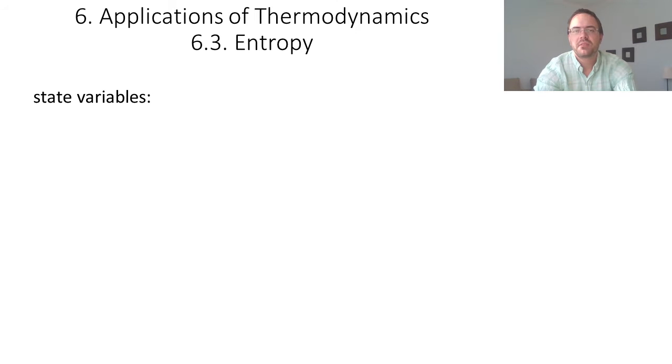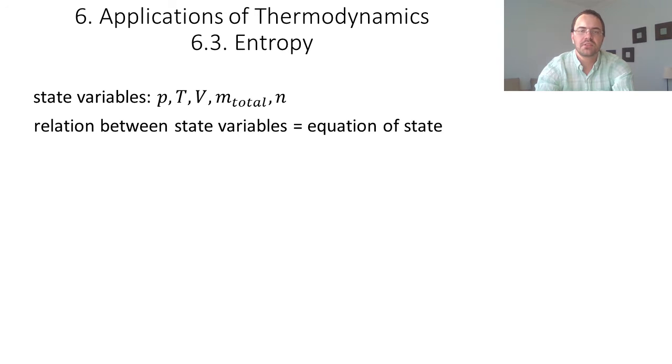In this video, we will introduce a new state variable that is called entropy. First, let's review what we said about state variables. We have seen that there are variables such as pressure, temperature, volume, the total mass, or the number of moles that can be used to characterize a state. And we have seen that there are relations between those state variables that are called equation of state. For example, we discussed the ideal gas law, PV equals nRT.